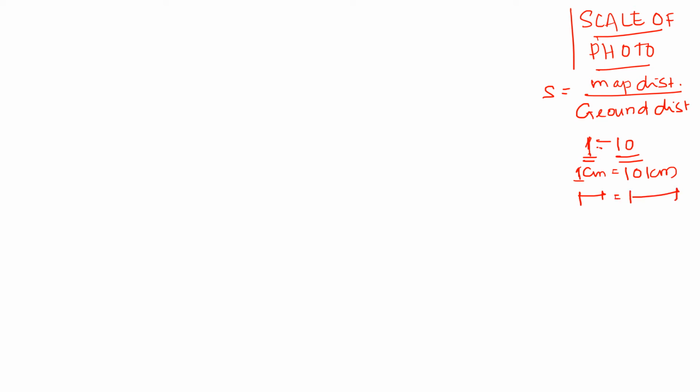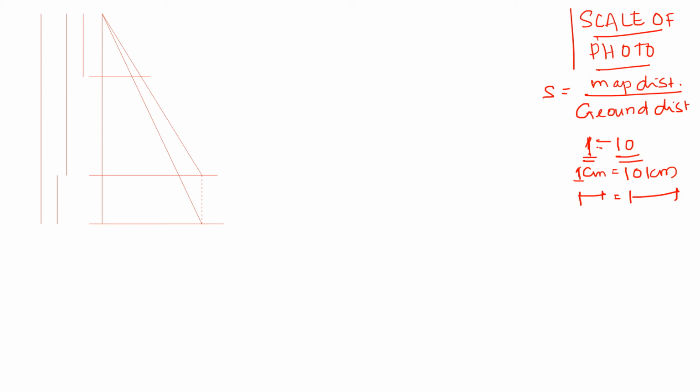This is the meaning of the scale of the photograph. Now let us see the first image, where for easiness I have already drawn the image. So this is my point O. This is the perspective projection. I'll denote this as K, the principal point.